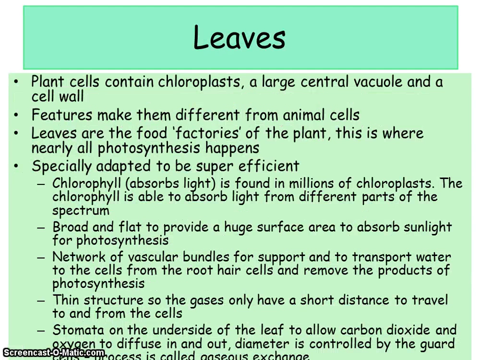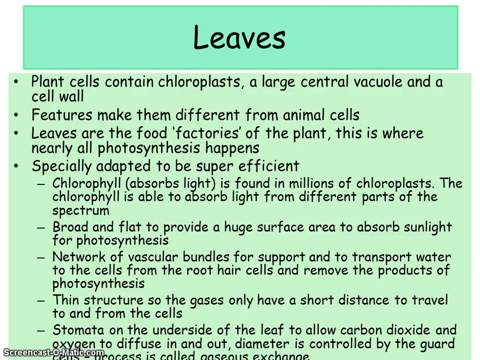Okay. Now, I need to have another look at the leaves, because we've talked about what actually happens with photosynthesis, but we actually need to look at the structure of the leaves, and we need to talk about why they are specially adapted to do their job, because this is a very common exam question, and you really need to be able to use the correct key terminology here. Plant cells contain chloroplasts, a large central vacuole and a cell wall. As I said earlier, those are the features that distinguish plants from animals.